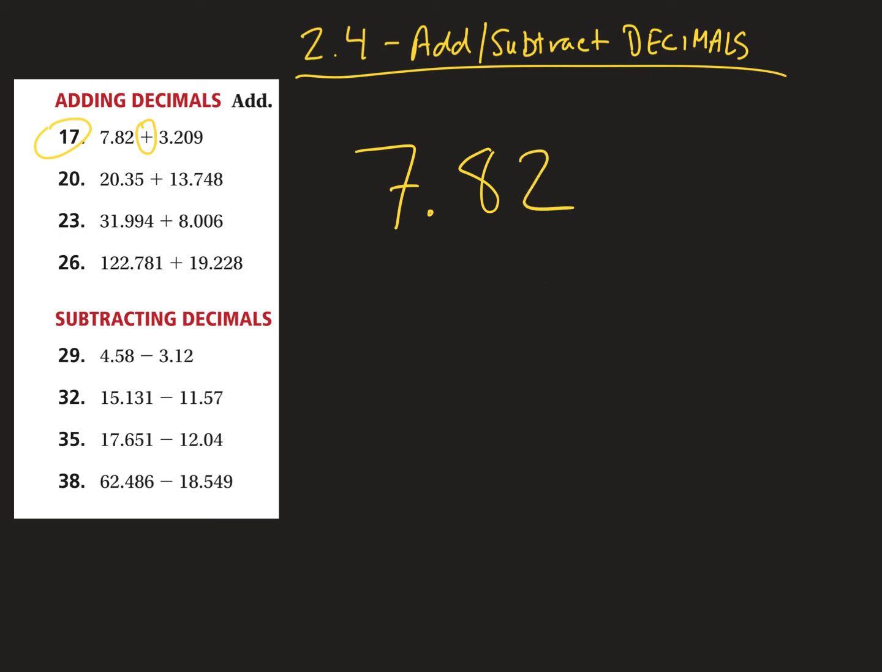Okay, so let's say we have 7.82, and then we have this 3.209. The most important part, the essential part of working with adding and subtracting decimals is to line up the decimals. So once I have these lined up like that, I'm going to erase this. Once I have them lined up, then I can just add my numbers. So the 3 would be there, then the 2, then the 0, and then the 9.